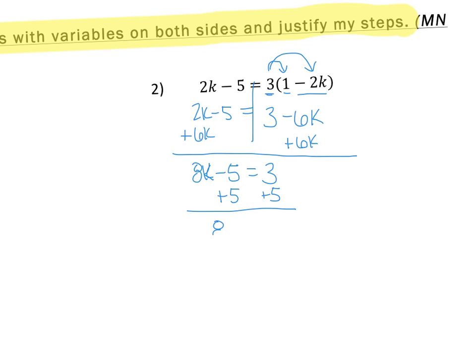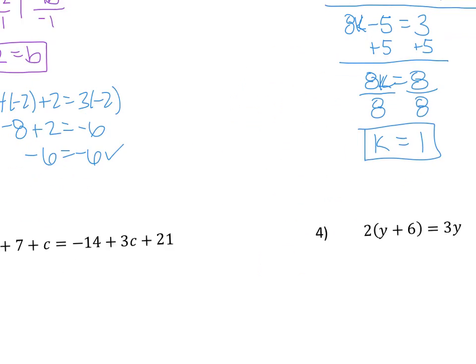You end up getting 8k is equal to 8. Now it's just a one-step equation. We have to get k by itself, so we have to divide both sides by 8. You end up getting k is equal to 8 divided by 8, which is 1. Okay, so keep moving on.